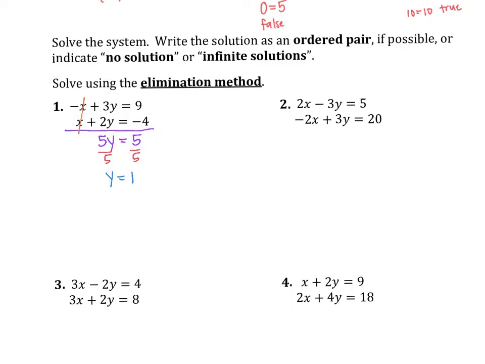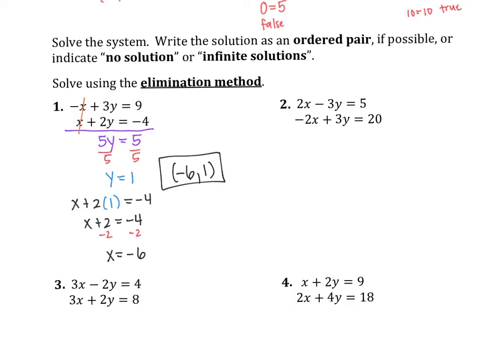Okay, now to get x, I could plug it in either of the original equations. Let's do x plus 2y equals -4. So x plus 2 equals -4. Let's solve. -2. X equals -6. So my answer should be written as an ordered pair. It's -6, 1.